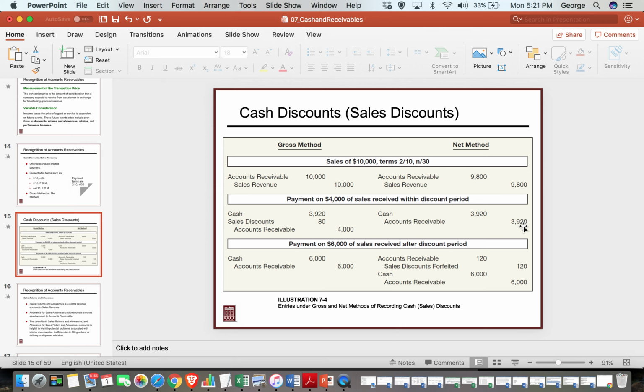All right, but then $6,000 received after the discount period. So we have a sales discounts lost account of $120. We'll credit that, and we'll debit account receivable for $120, and then we'll debit cash for $6,000 and credit account receivable for $6,000. Okay, so if you're the purchaser, we'll talk about this in the inventory chapter, but the discounts lost account is nice. It's a performance evaluation. It shows you how much you could have taken, but you didn't. Now, this is from the sales side. So we're more than happy for them to forfeit the sales discount as long as they pay their balance.